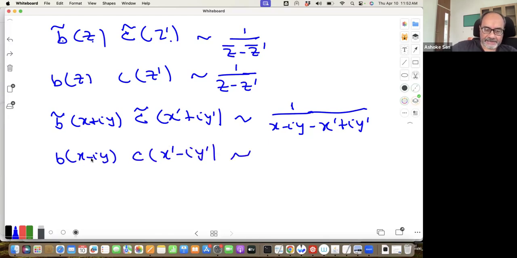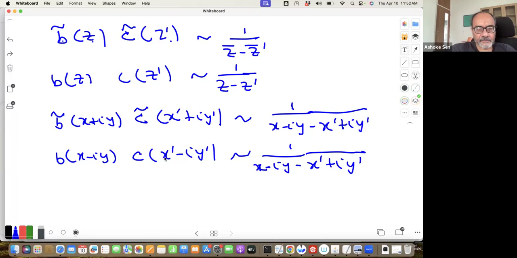These are B and C, so of course it goes as 1 over z minus z prime, which is 1 over x minus iy minus x prime plus iy prime. Is this clear? Yes, yes. Okay, any other confusion? Okay. The fact that we have B equal to B bar is something you have to check.